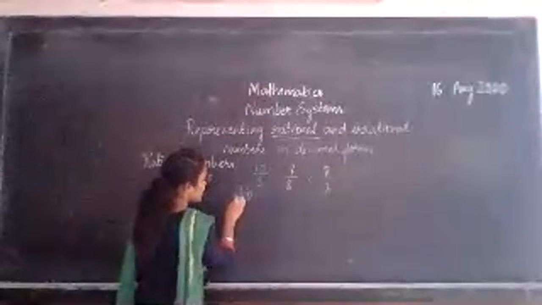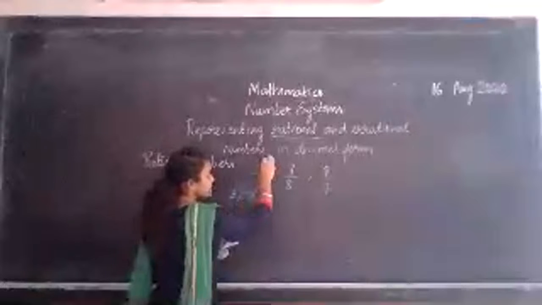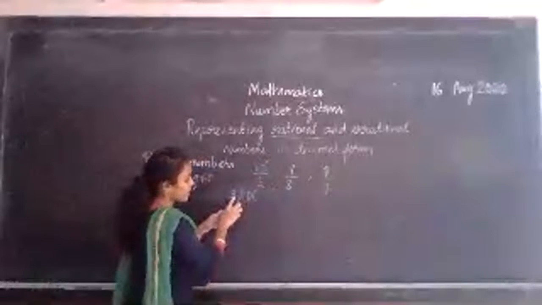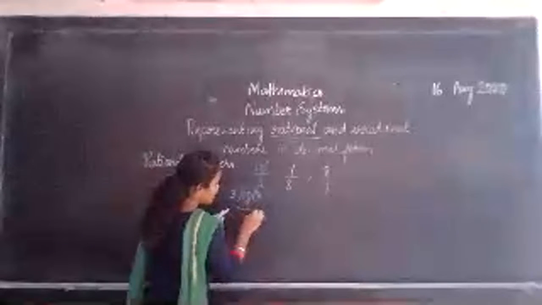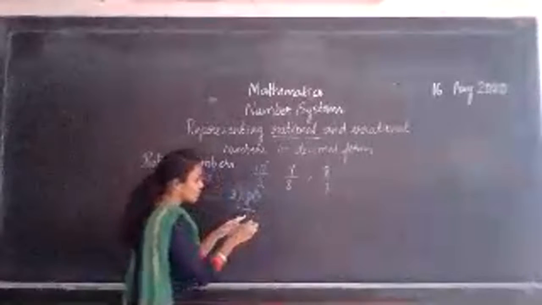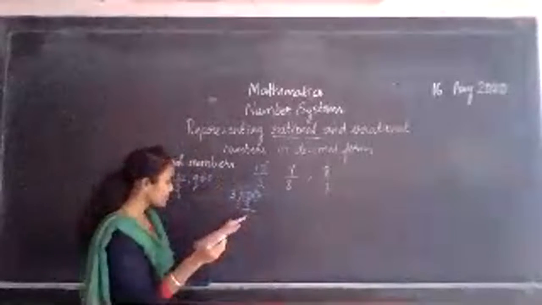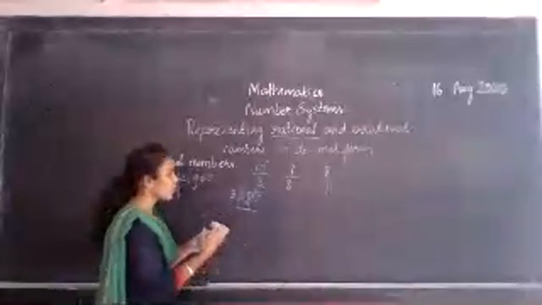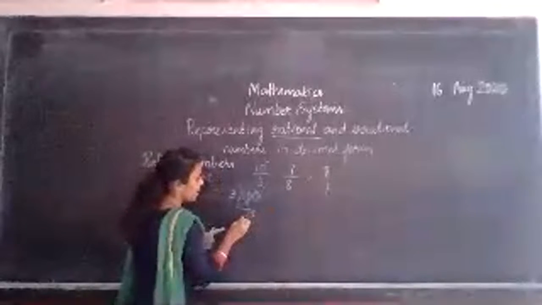Now, if I divide 10 by 3, 10 is the dividend, 3 is the divisor. So I am writing 10 divided by 3. 3 3s are 9, then 10 minus 9 is 1. So now there is a remainder here, therefore we cannot divide it further. So what we do, we keep a decimal point and then put a 0 here.